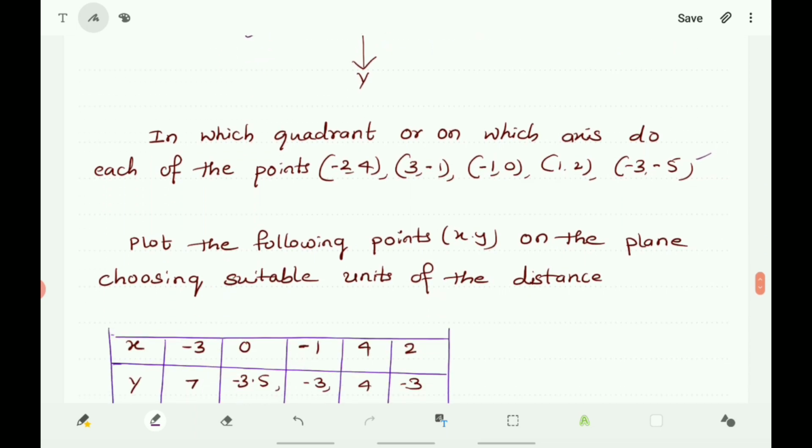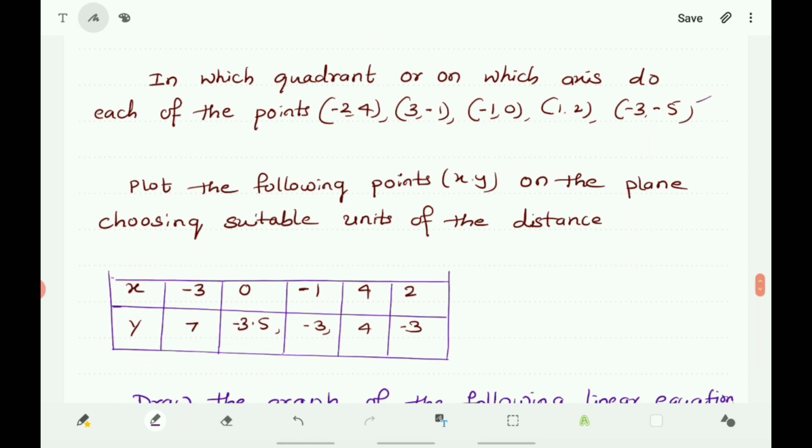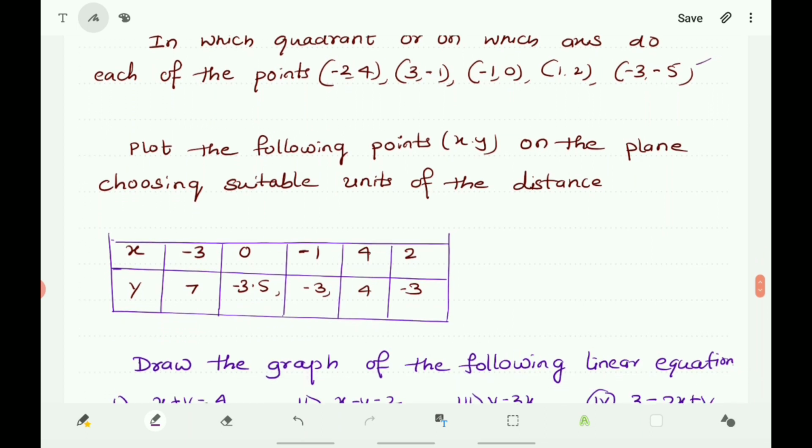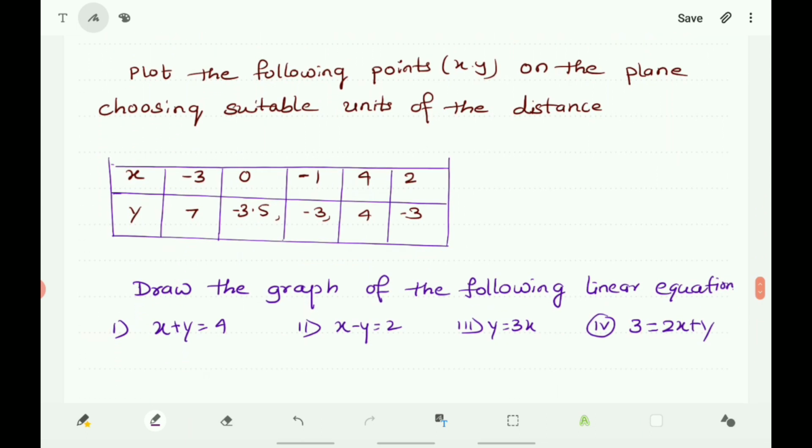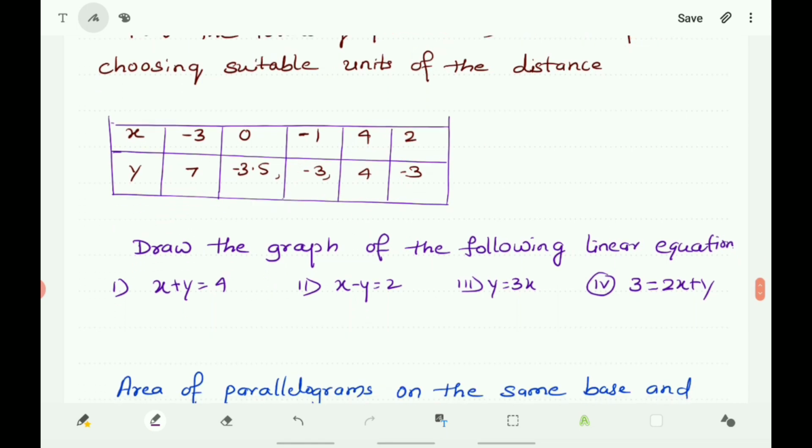And here you must plot the points on the plane, choosing suitable units of distance. You try to plot these points, and also draw the graph of the following linear equations: x plus y equals 4, x minus y equals 2, y equals 3x, 3 equals 2x plus y, and you do it.